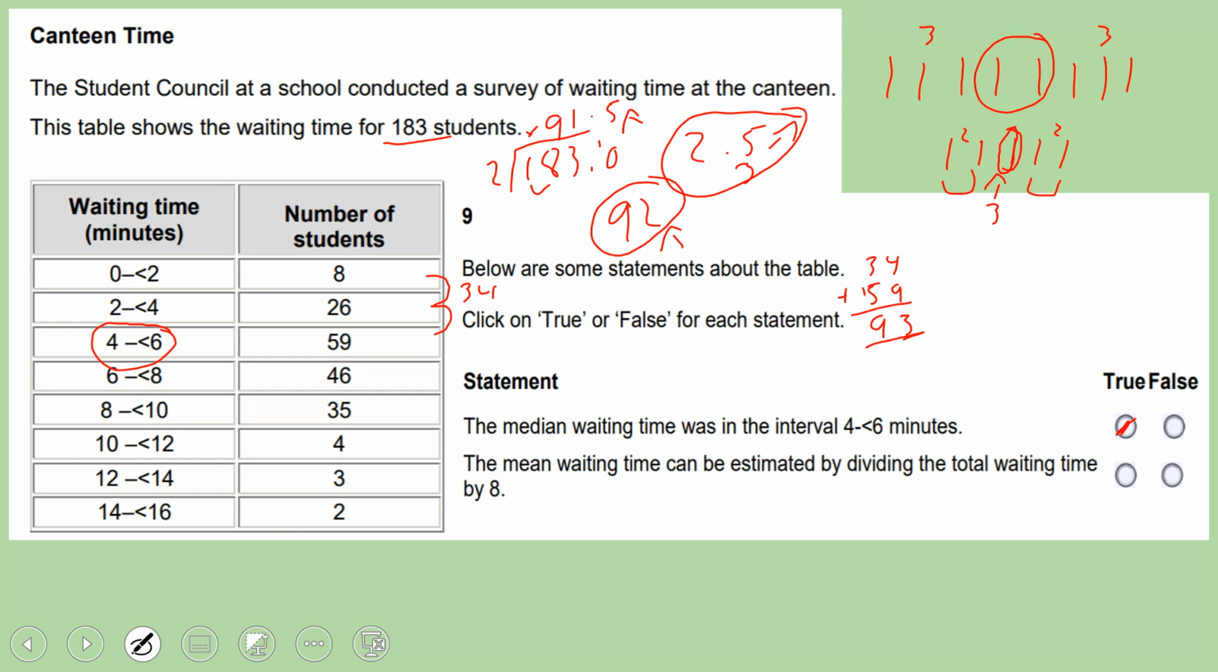Now, that can be an estimate, but in this instance, it's not so good. So, yes, it is mean means average, and the average waiting time can be a lot of the time looked at by getting all the times, all the values, and then dividing it by your middle value, which, as you can see, 8 is in both of these.